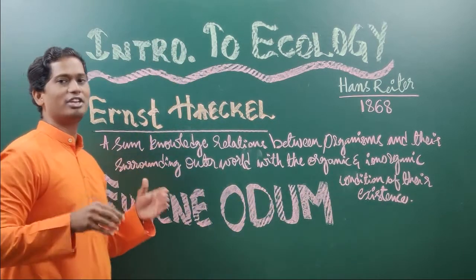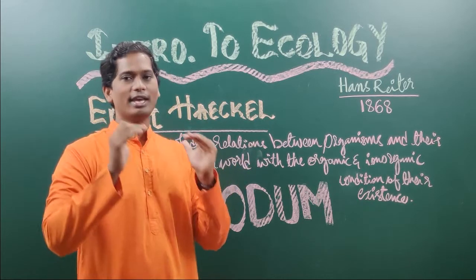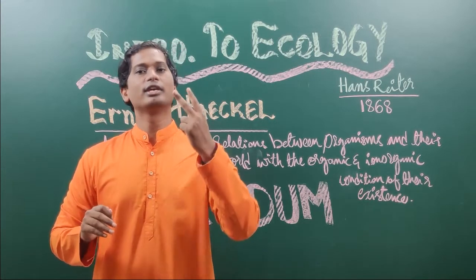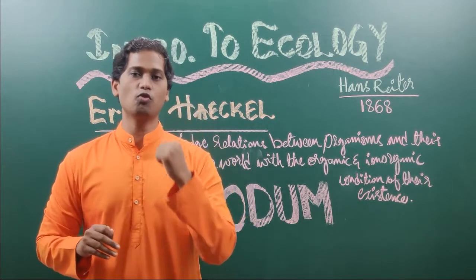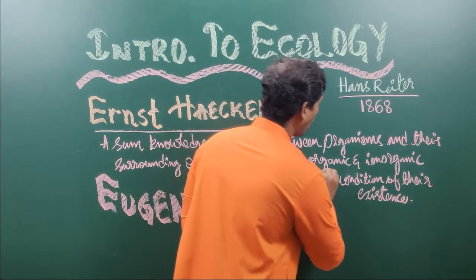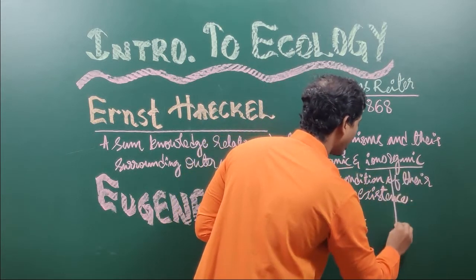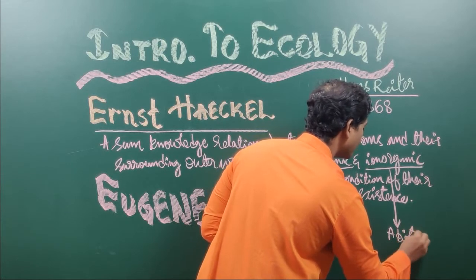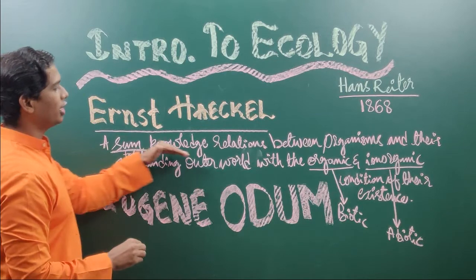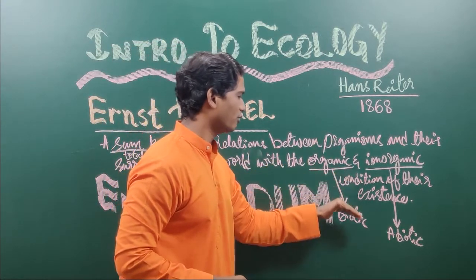Let us understand what his definition actually says. In a simple way, he is the first person who spoke about biotic and abiotic factors. These are the two important words which made him popular. But he did not directly say biotic and abiotic factors. Rather, what he said was organic and inorganic. According to him, organic is biotic and inorganic is abiotic. So what he simply said is, the sum, and sum here means total, the total knowledge of relations between organisms and their surrounding outer world with the organic and inorganic conditions of their existence is called ecology.